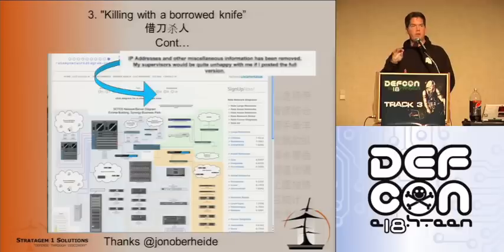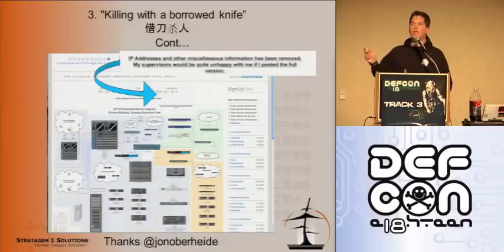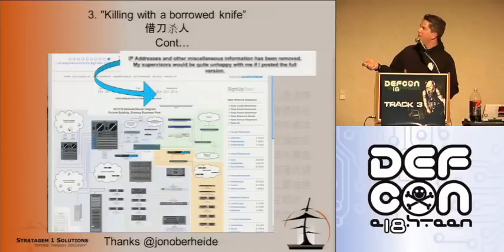Like the users. Everyone wants to say the users are stupid, humans are stupid. No, people are just not educated. That's the issue. Just like this uneducated network administrator who put his diagram on ratemynetworkdiagram.com. When he submitted it, he actually put, IP address and other miscellaneous information has been removed. My supervisors would feel quite unhappy with me if I posted the full version.